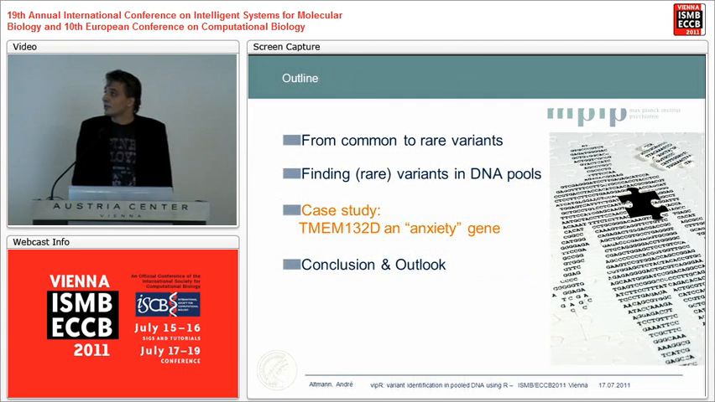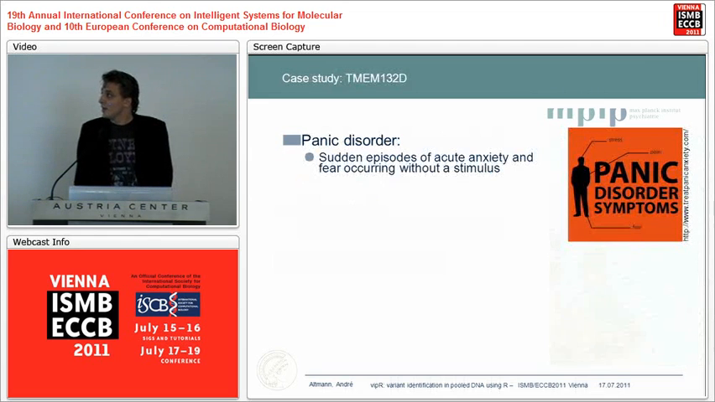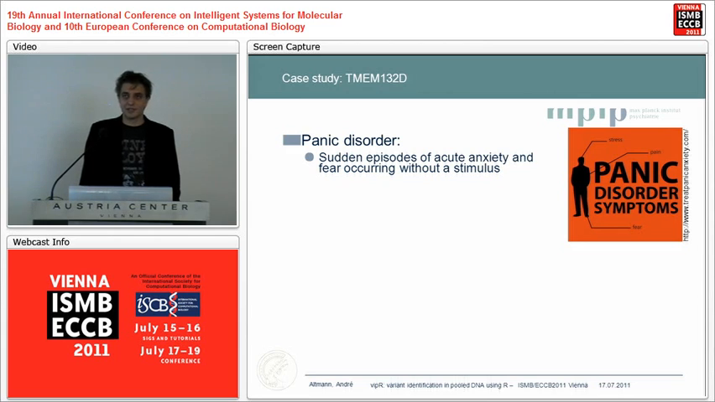So now we come to the case study. Being in a psychiatric disease research facility, we have a focus on panic disorder. A brief definition of panic disorder is that you experience sudden episodes of acute anxiety and fear occurring without a stimulus. Let's say being at gunpoint is a good stimulus and you're sure it's okay to be afraid, but just walking around here in Vienna is a bad stimulus. So if you feel really afraid, then maybe you have panic disorder.